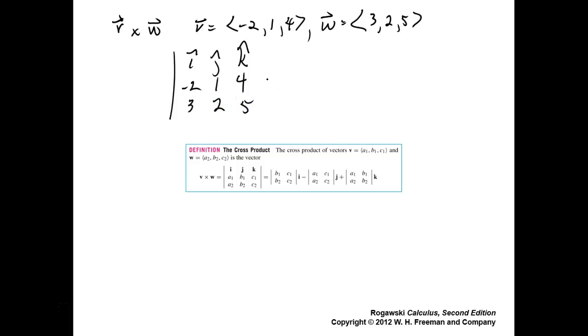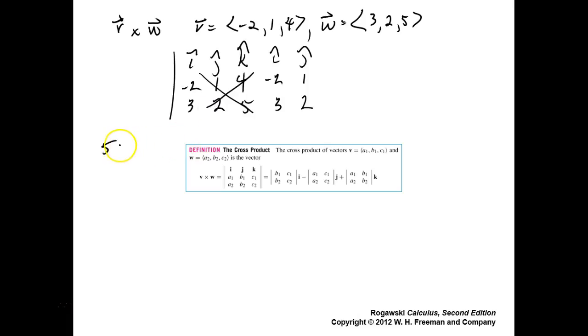Now, the book does one way. I think y'all said Dr. Bryant and I prefer this way. Copy over the first two columns. I, negative 2, 3, J, 1, 2. Now from the I, go down to the lower right. 5 times 1 is 5. And then find your other I and go in the opposite direction.